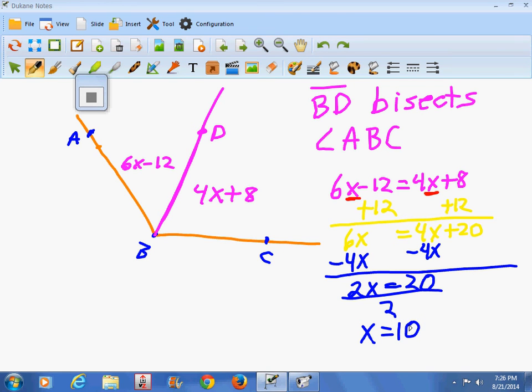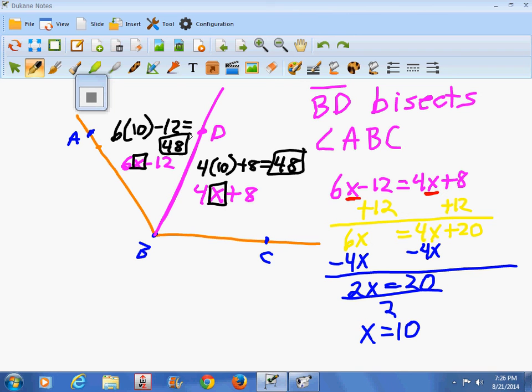Now again, I'm not done. I have to plug in this 10 for this x right here, this x right there, and that x right there. Now, if you do it correctly, and when we're dealing with bisection, and this deals with either line bisection or dealing with angle bisection, I'm going to plug this in. So now I have 6 times 10 minus 12 is equal to 48. Then I have 4 times 10 plus 8. Aha! 48 degrees. These match.